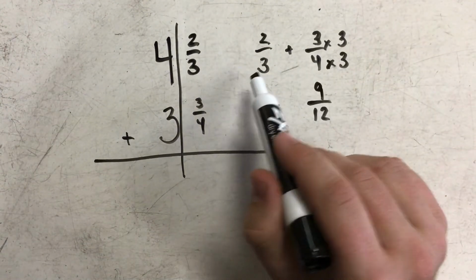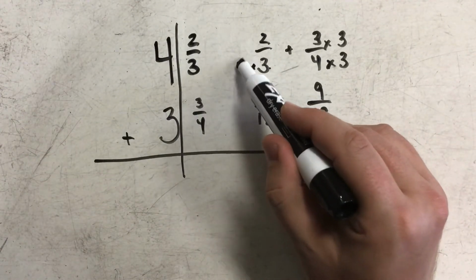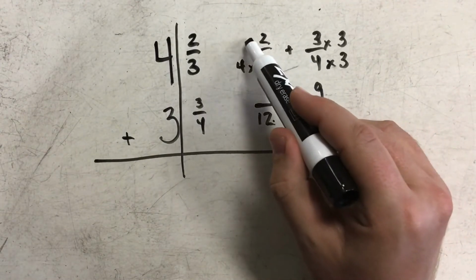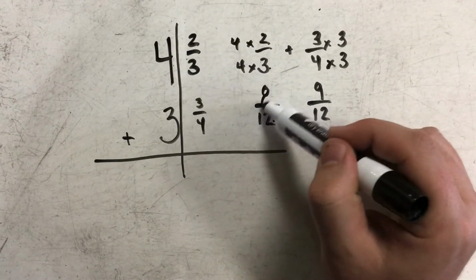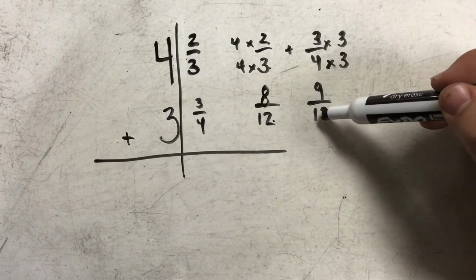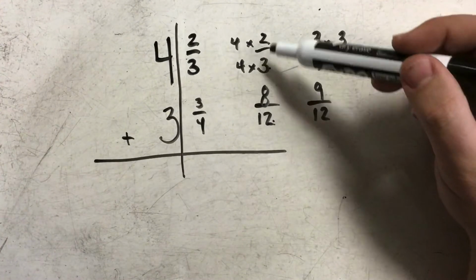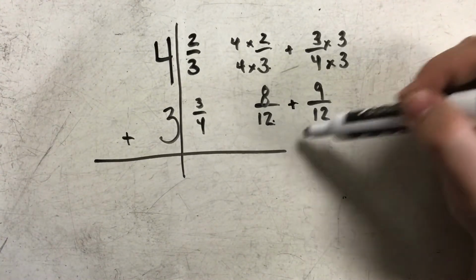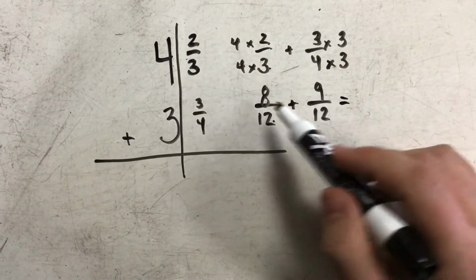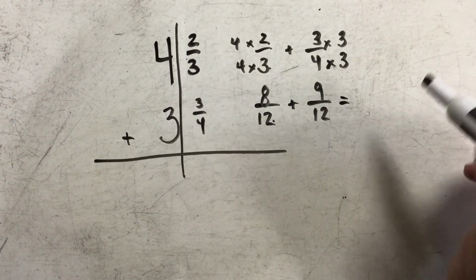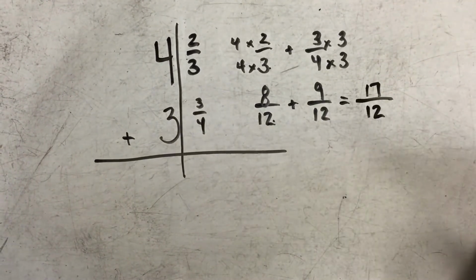And then I come over here and I say, what did I do to 3 to get to 12? Well, I multiplied it by 4. So once again, I also need to multiply my numerator by 4 to get 8. And now I've created what's known as equivalent fractions. So 9/12 and 3/4 are equivalent, and 8/12 and 2/3 are equivalent, but they have the same denominator, so I can add them. And I'm only going to add my numerators. 8 plus 9 is 17, and my denominator stays the same.